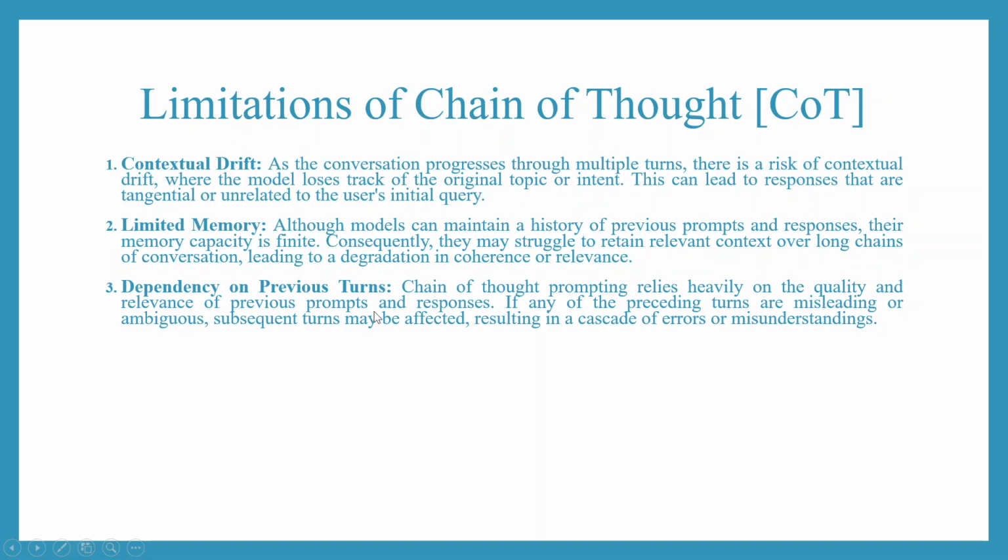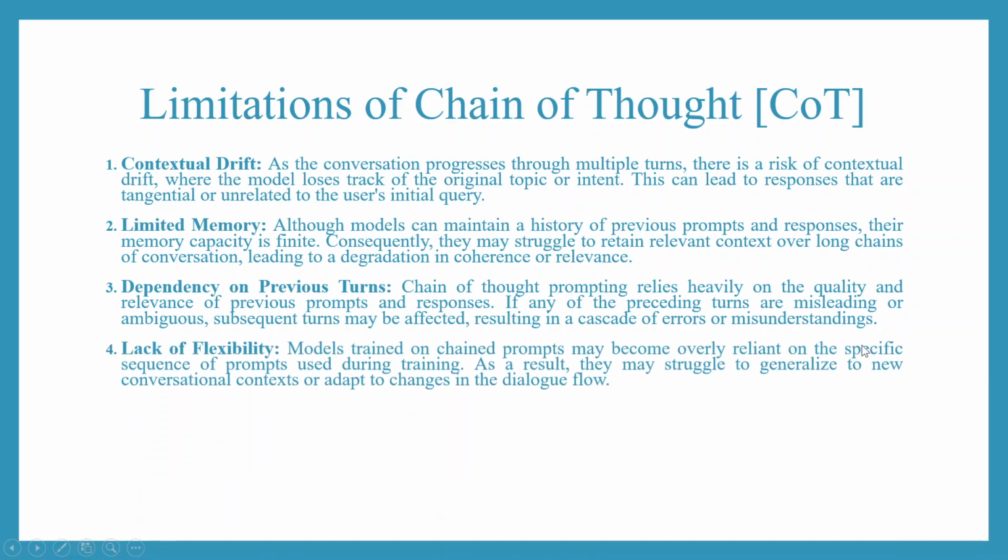Dependency on previous turns. Chain of thought prompting relies heavily on the quality and relevance of the previous prompts and responses. If any of the preceding turns are misleading or ambiguous, subsequent turns may be affected, resulting in a cascade of errors or misunderstandings.